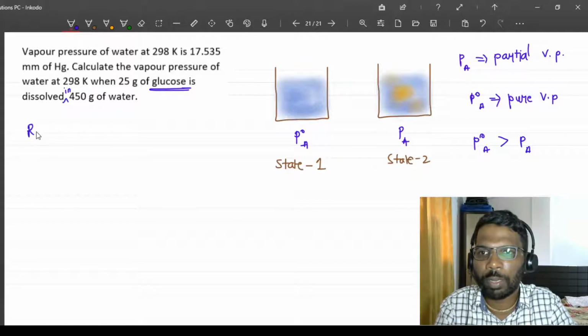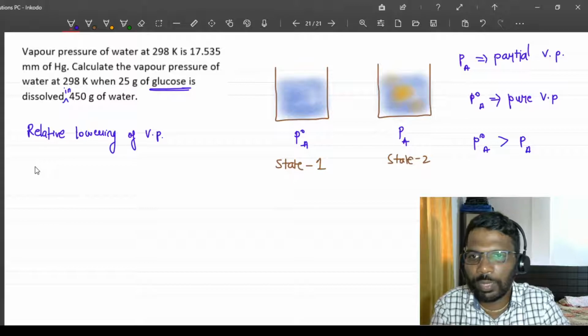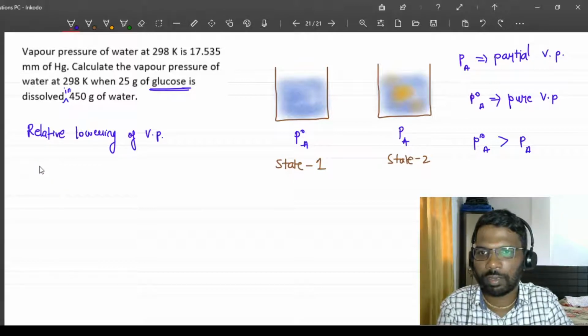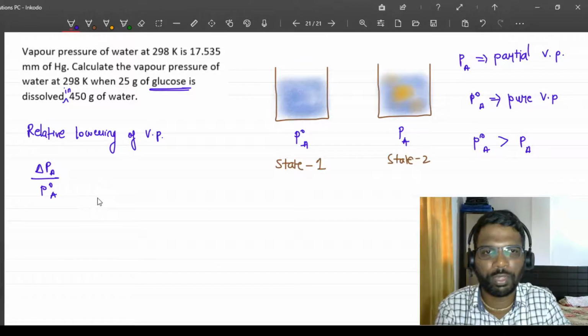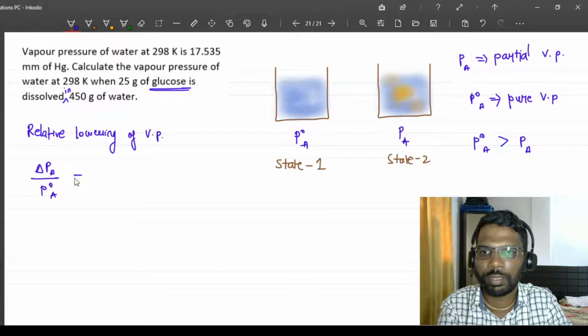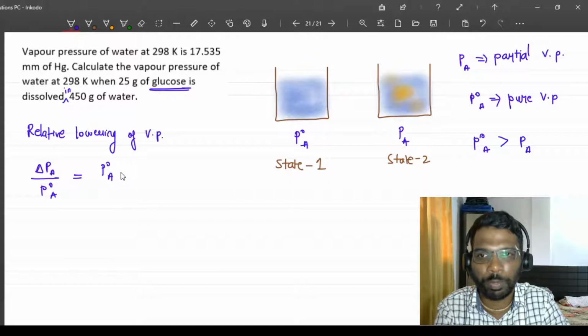So the relative lowering of vapor pressure is given as delta PA by P naught A. Now, what is this delta? Delta is a difference between the vapor pressures. We will always take the higher one first: P naught A, the pure vapor pressure, minus the partial vapor pressure of A, divided by P naught A.